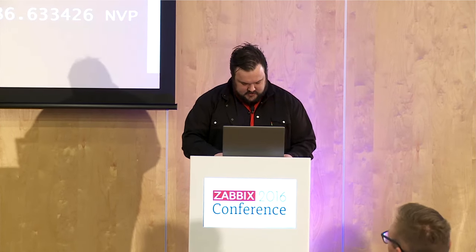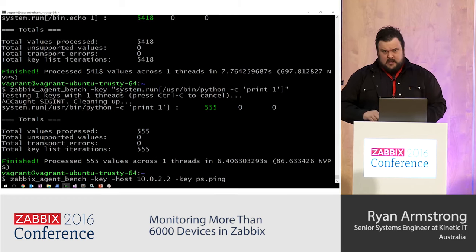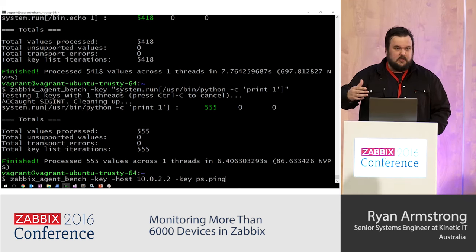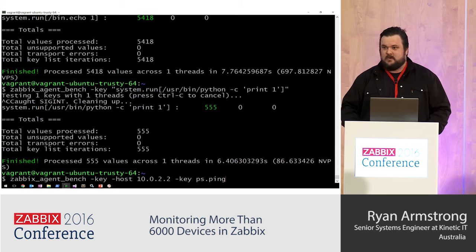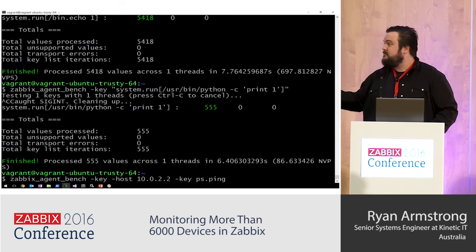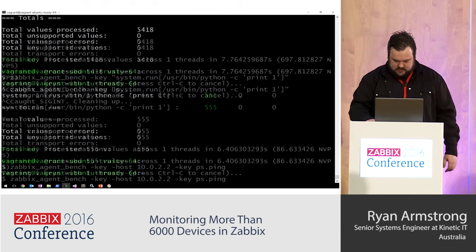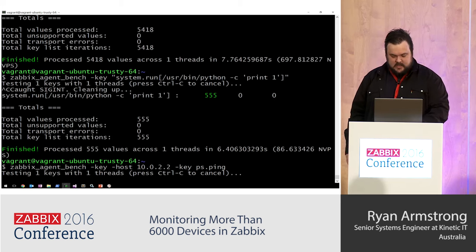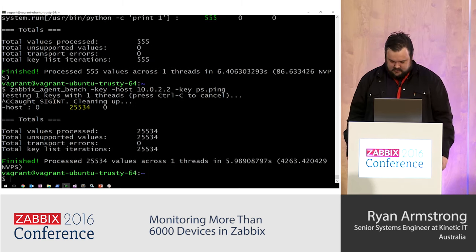For fun, let's do this against my Windows machine using a PowerShell script. Would anyone hazard a guess at how many values per second we might get if I ask the Windows box to spawn PowerShell and execute print one? We got 80 per second on Python. 10? Cool, 10's a good guess. Probably should have started it before I asked that question. Let's wait a second now. It's not going to be anywhere near 10, actually.